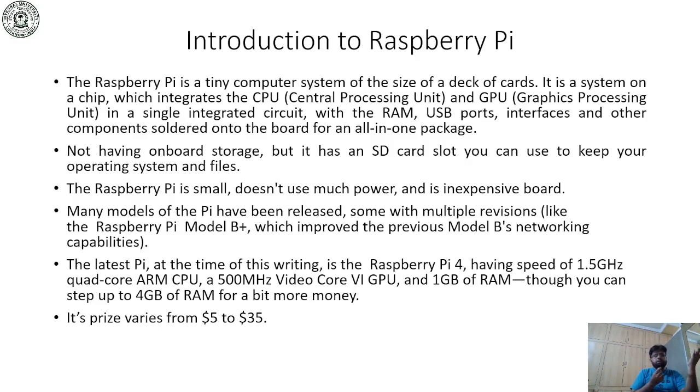It is a system on a chip which integrates the CPU, that is Central Processing Unit, and GPU, Graphics Processing Unit, in a single integrated circuit with RAM, USB ports, interfaces, and other components soldered onto the board for an all-in-one package. Okay, so everything you will get on a single chip, which is also known as an embedded system basically. Okay, so you can get the CPU, the graphics processing unit, RAM, USB ports, everything on a single chip.